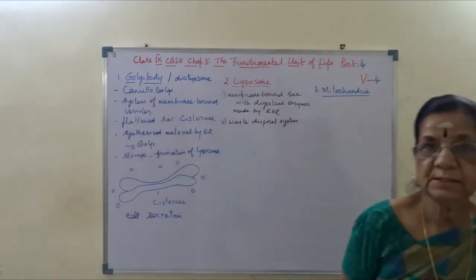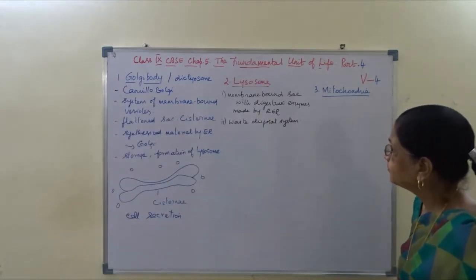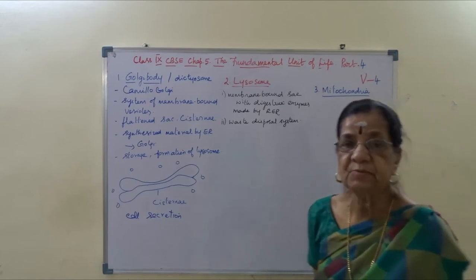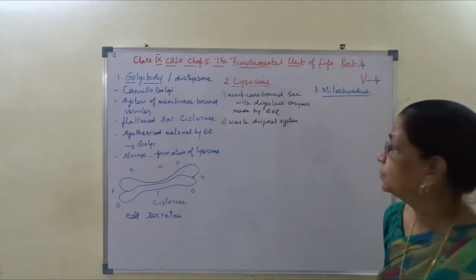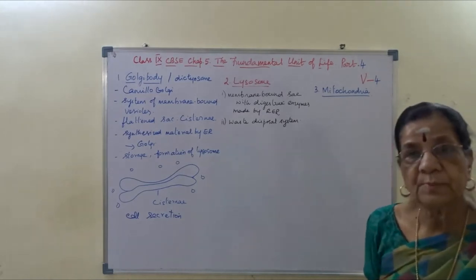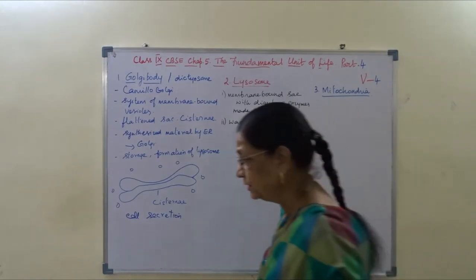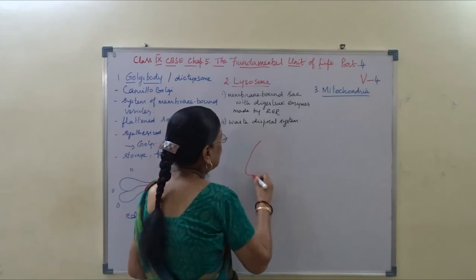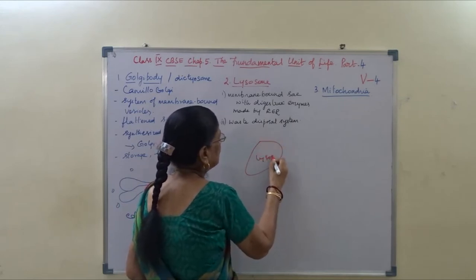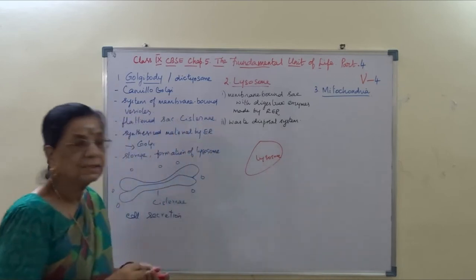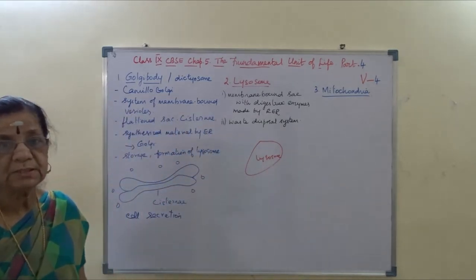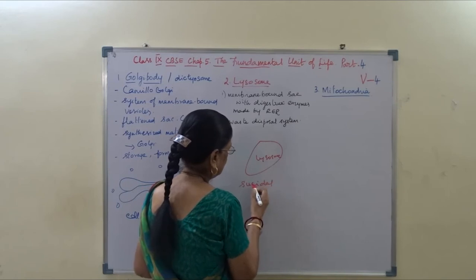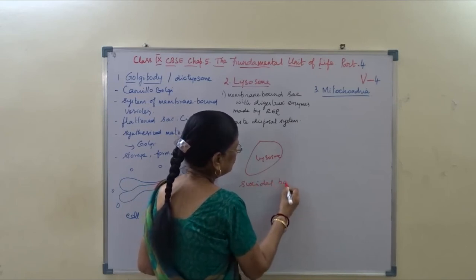Then the second one is the lysosome, a membrane bound sac with digestive enzymes prepared by the rough endoplasmic reticulum, which form the lysosome. As such, the lysosome diagram is not very difficult. Actually it is more or less a triangular structure. This is the lysosome. Okay, and actually it is a waste disposal system and it is called a suicidal bag. It is known as a suicidal bag.